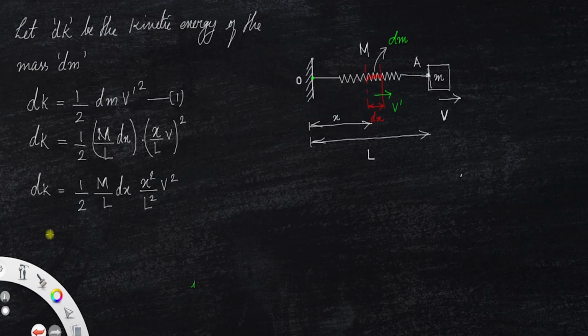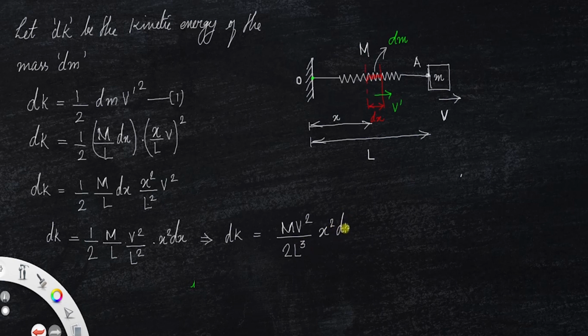Rearranging, you will get dk is equal to, you can take this v square by L square to the left, so it will be half m by L into v square by L square into x square dx. So this will give dk is equal to m v square divided by 2L cube x square dx.